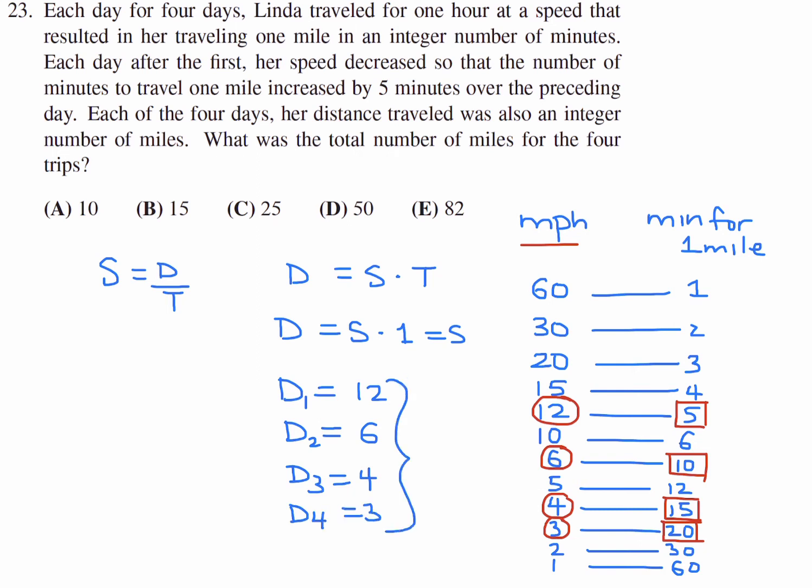So then they want the total. So that looks like 25. Number 23, the answer, therefore, is C.